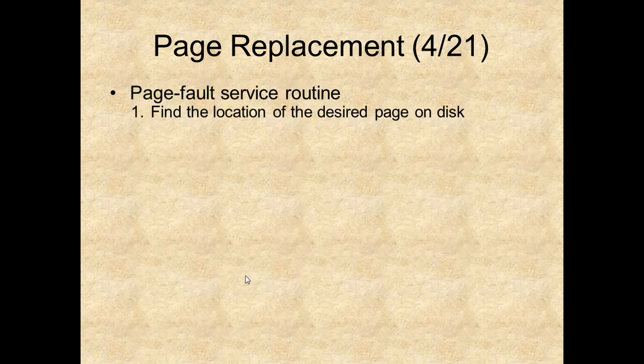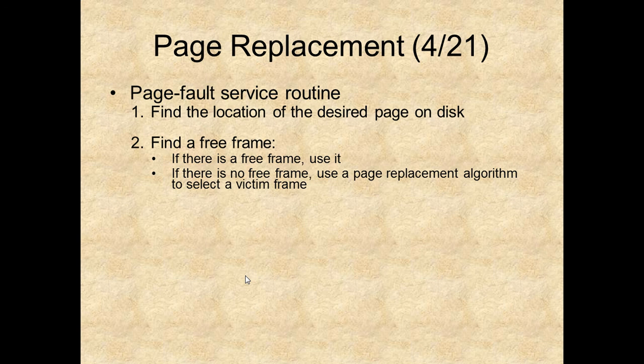Here is the summary of this page for the service routine, in words. Step 1, find the location of the desired page on disk. Step 2, find a free frame in the physical memory space. There will be two outcomes for step 2. Outcome 1, there is a free frame, then use it. That's the end of the story.